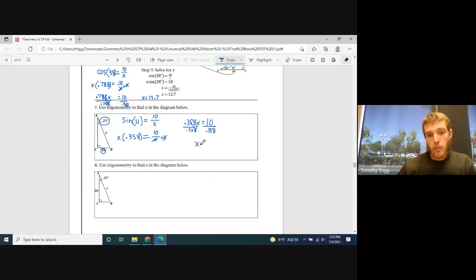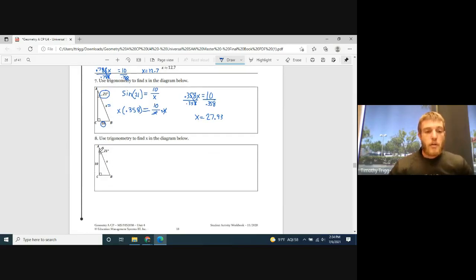So x equals 10 divided by 0.358, which is 27.93. So that tells us the measure of the hypotenuse in this case. So now we know the length of the hypotenuse. See if you can figure out number 8 on your own. I'll give you a hint. You're going to be using cosine in this case. All right, see if you can figure out the rest.